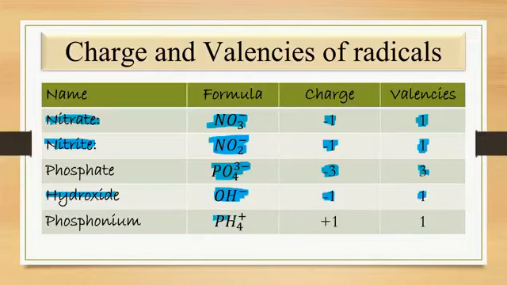Phosphonium ion, which is a positive radical. There are only two positive radicals, ammonium and phosphonium. Ammonium is +1 and phosphonium is also +1.